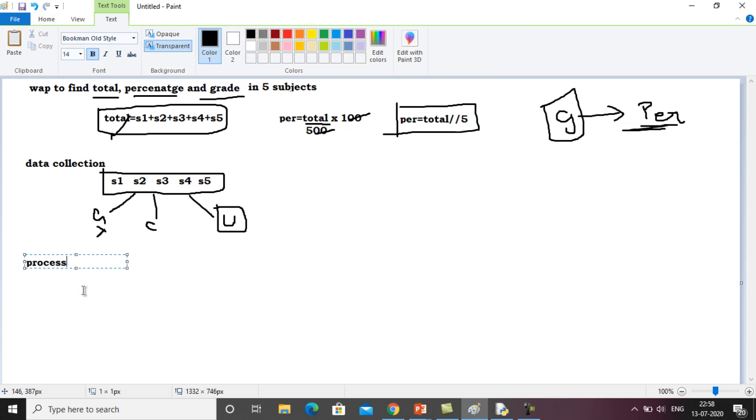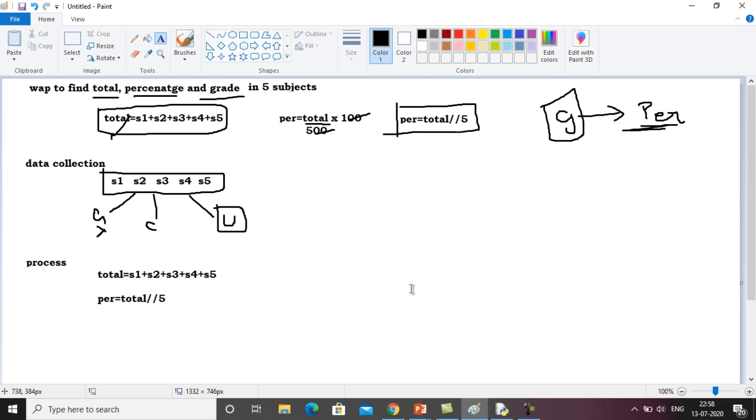In the process part, first we will find the total. That total is equal to S1 plus S2 plus S3 plus S4 plus S5. So in this way you can find the total, and once you get the total, then you have to find the percentage, and for the percentage the criteria is basically the total divided by 5. Now the third thing that is left is basically the grade.